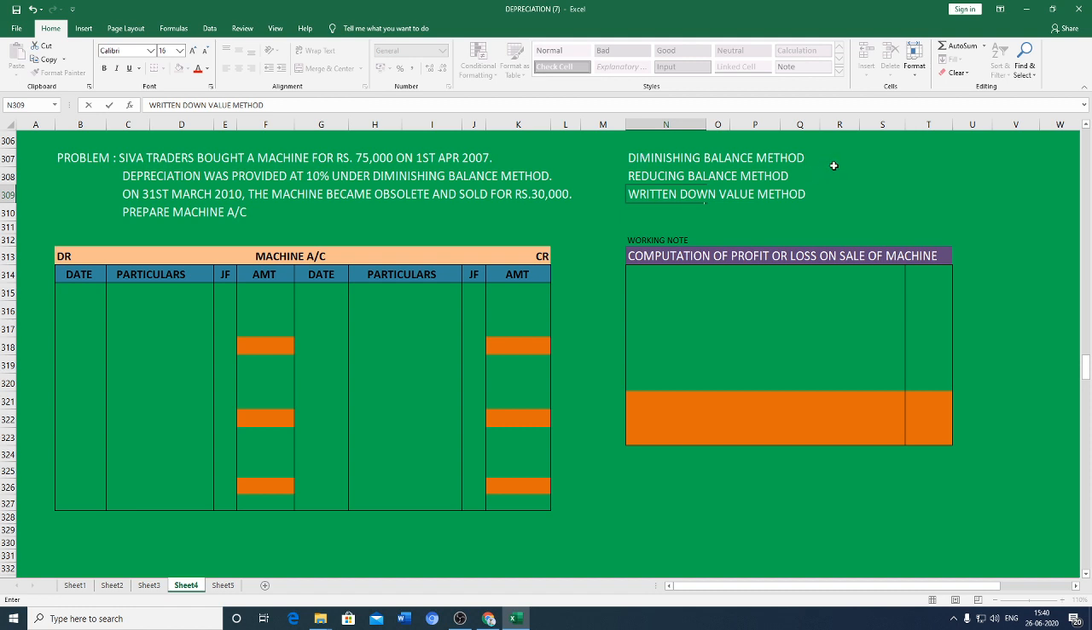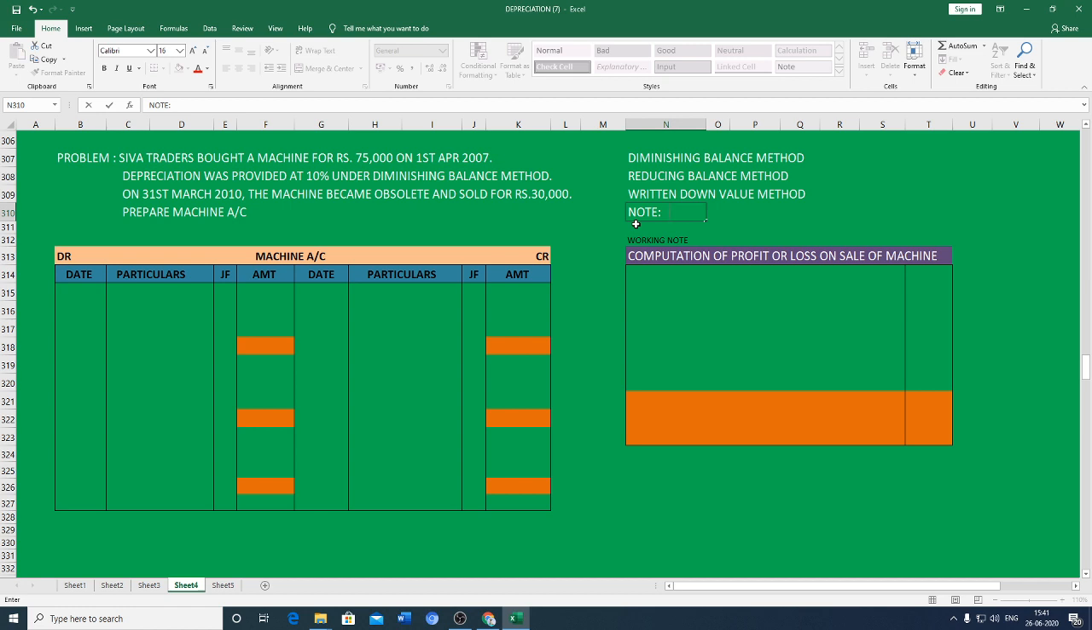Now under this method, I'll give you a note point. There is a difference between the fixed installment method and the reducing or diminishing balance method. These two methods, the first video method and this second video method, are different in the computation procedure. In the fixed installment method, we calculate depreciation on the original cost of the asset every year. That means the depreciation remains the same throughout the life of the asset.